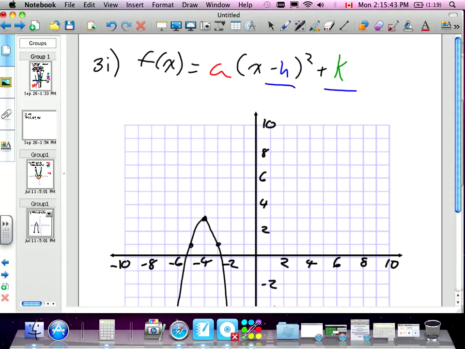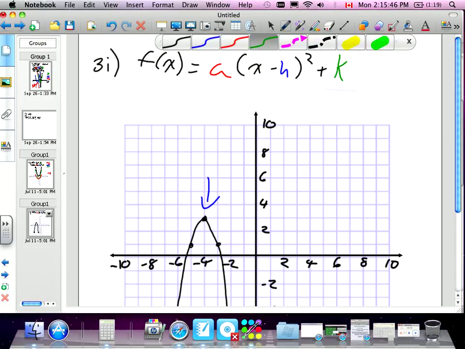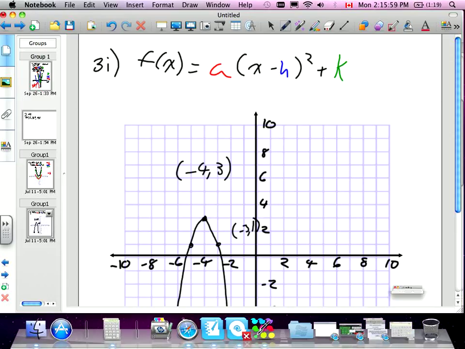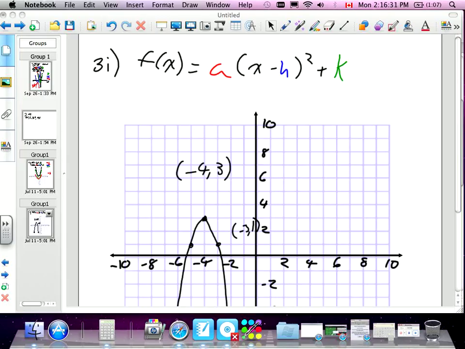So in this question, they've given us a coordinate. The coordinate is -4 and 3. Sir, wouldn't it be 4? The other one is -3 and 1. Okay, so they've given us a vertex. The vertex point is at -4 and 3. So I can already figure out what my h and k are going to be in this equation.